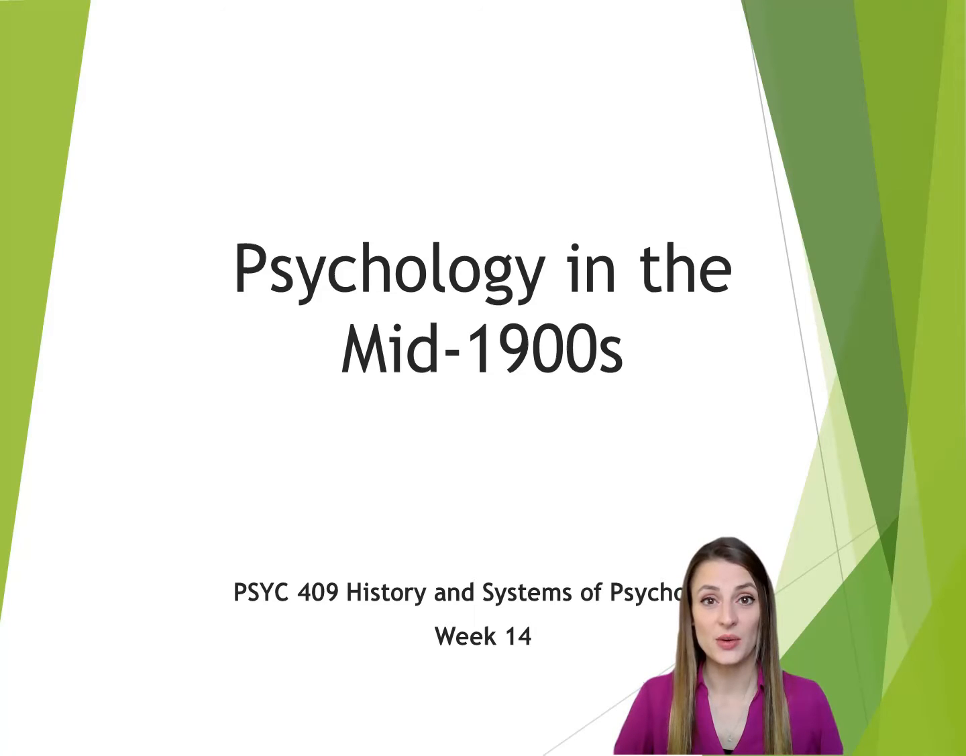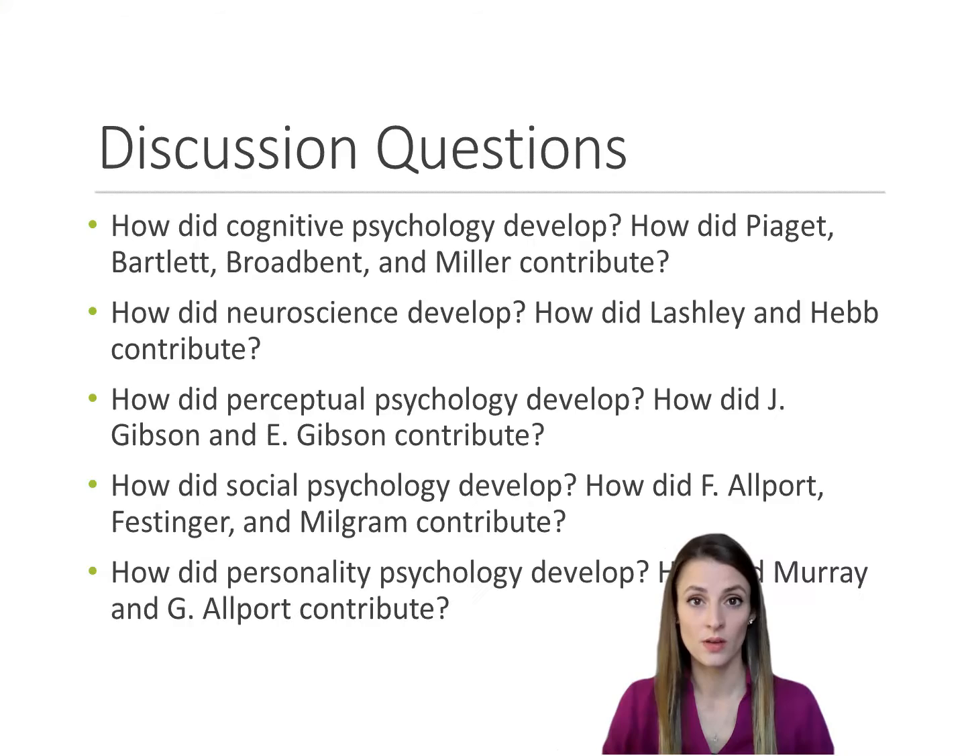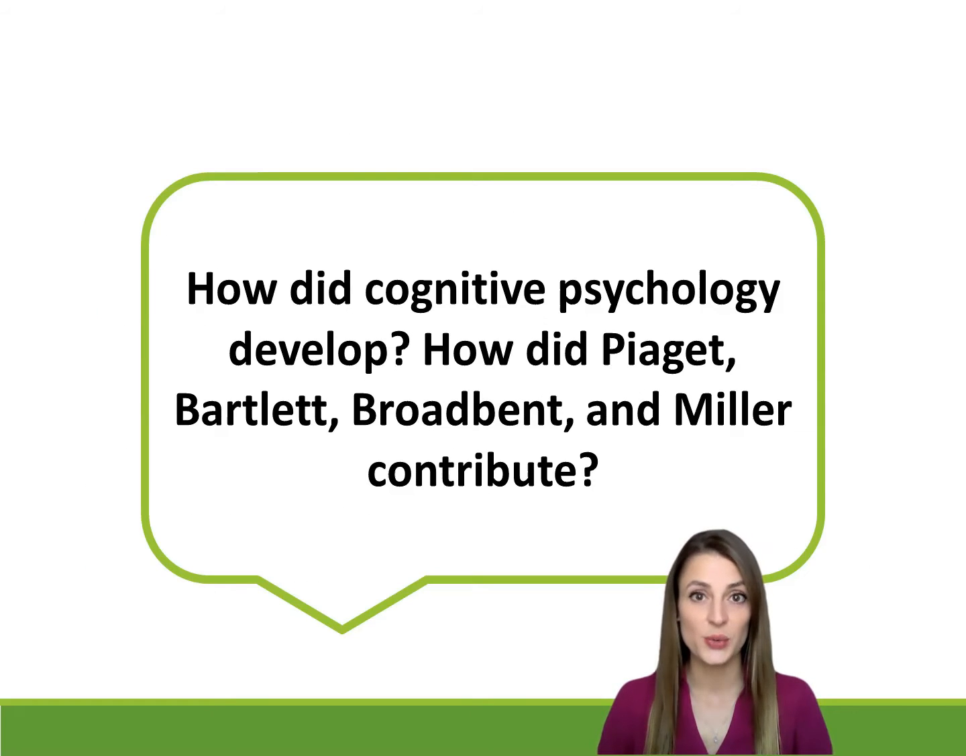This week, we're going to learn about some of the subfields of psychology that many of you are more familiar with. Many of these areas of expertise emerged in the mid-1900s. This lecture is divided into 5 parts. We will begin with cognitive psychology, then we will learn about neuroscience, perceptual psychology, social psychology, and we will finish with personality psychology. Let's start with cognitive psychology.